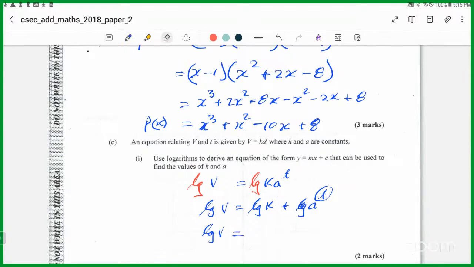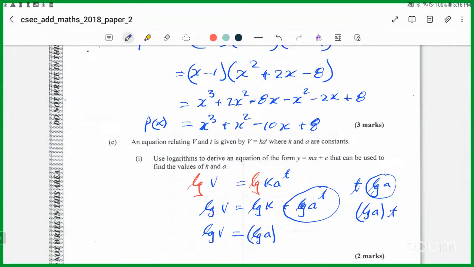equals, I want to do this term first, put this term first because I want it to look like this, mx plus c, put a t in front. So this term will become t log of a. The log of a is a constant. Because I want it to look like this, I'm going to write it as log of a times t. Alright, that's what I'm going to put right here for that. So that's log of a times t, and then this is a constant, log of k. So plus the log of k.